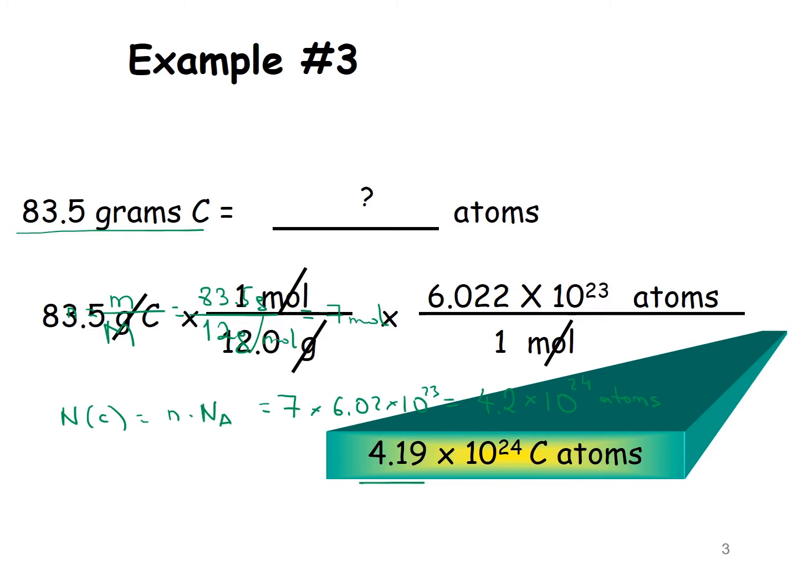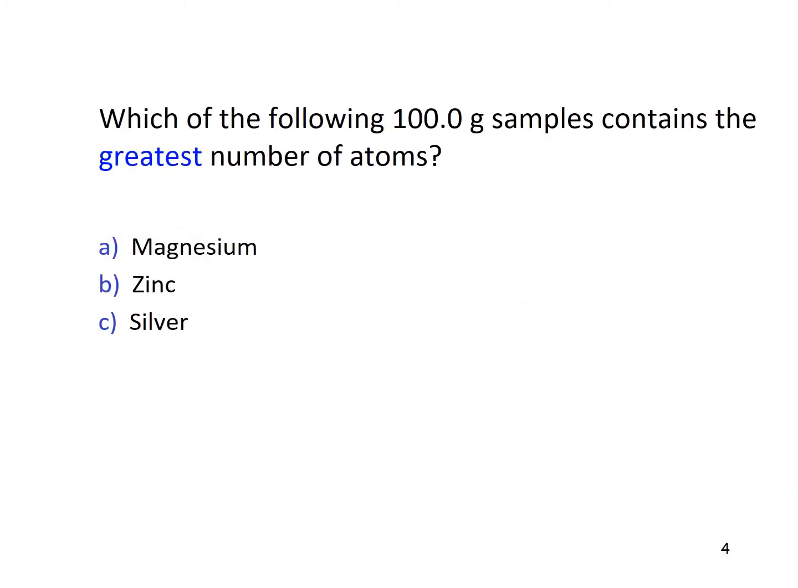And in the solution, it's shown with the dimensional analysis. Again, if that's your preferred way, you can always refer to this as well. Now let's think about that. So here you have a 100-gram sample of each of these metals, magnesium, zinc, silver, and it's asking you which one has the greatest number of the atoms. So again, pause the video and try to solve this.